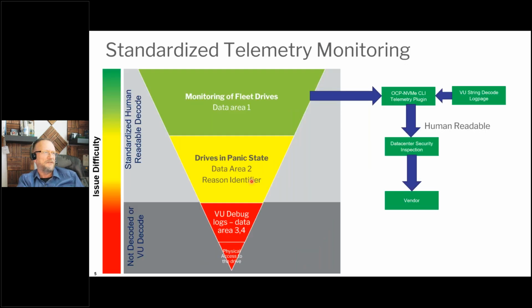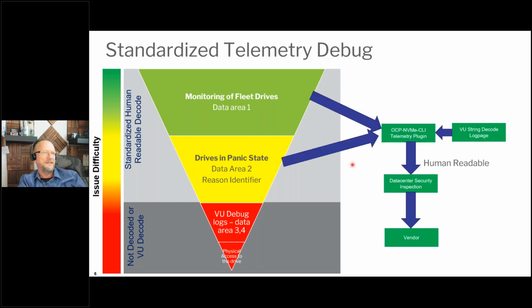So building out on this then, if you're in a monitoring mode, effectively you can read data area 1, and then the OCP CLI tool can read data area 1 as well as read the vendor unique string decode log pages, generate a human readable output, and then before being released to a vendor for analysis, it allows a data center security inspection. So I think this is the motivating reason why it was human readable in the first place. Eric's comments were, we don't want to be leaking privacy or customer confidential data, and this gives a chance to confirm that.